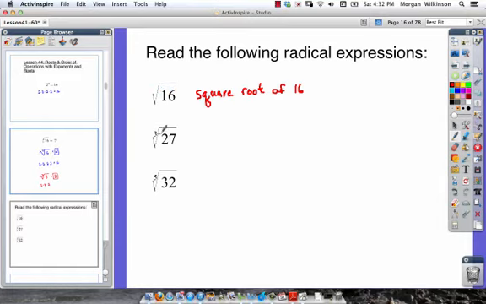Now this one, if we read it, would be read as the third root of 27. If we have the third root of 27, that means what number multiplied by itself 3 times is equal to 27? Think about that for a moment. Well, it must be 3, because 3 times 3 times 3 is equal to 27. So we'd have our answer. If we wanted to sneak our answer in here, write it real small, the third root of 27 will be equal to 3.